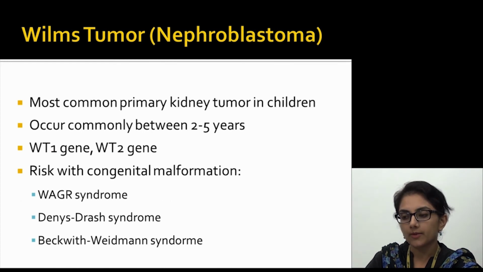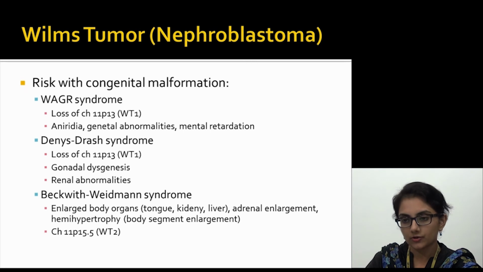Wilms tumor is the most common primary kidney tumor in children, occurs commonly in the age group of 2 to 5 years, and is associated with mutations in the WT1, the Wilms tumor 1 gene. There are 3 important syndromes which are associated with Wilms tumor gene mutations, and they tend to have a risk of Wilms tumor and a variety of congenital malformations. So let's look at the first syndrome, that is the WAGR syndrome. It's associated with the WT1 mutation, which is on chromosome 11, and the associated malformations include aniridia, that is the A, genital abnormalities, that's the G, and retardation, mental retardation, that's the R.